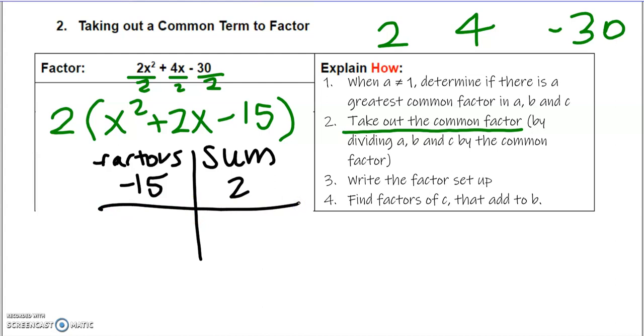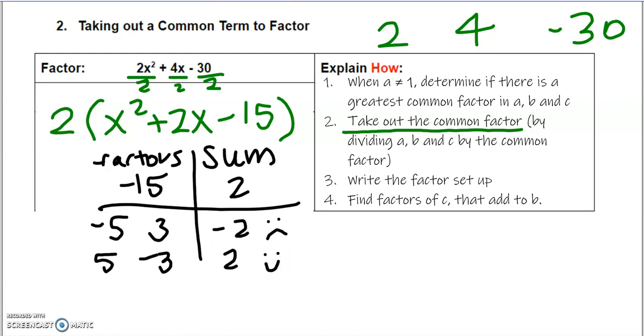Okay, so numbers that multiply to negative 15, I think about negative 5 and 3. Negative 5 times 3 gives me negative 15, cool. When I add negative 5 and 3, I get negative 2. Bummer, which is not what I want. So let me keep thinking. What if I multiply positive 5 and negative 3? Cool, I'm going to get negative 15. And now when I add 5 plus negative 3, I'll get my positive 2, which is what I wanted.